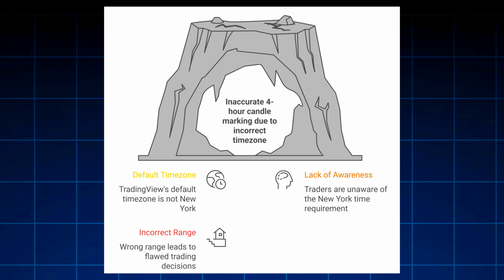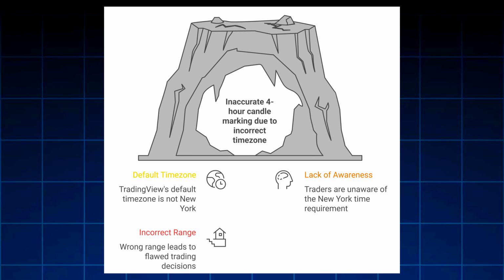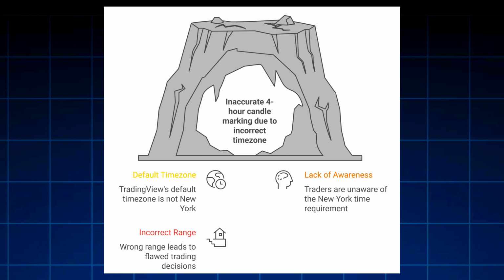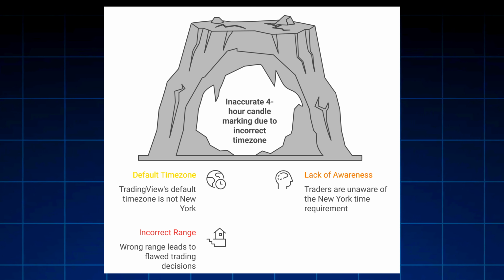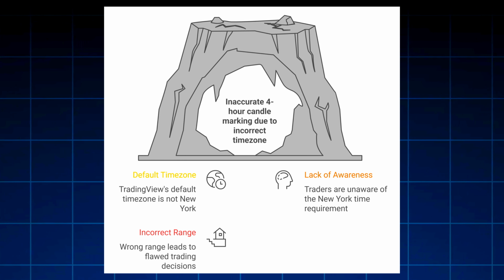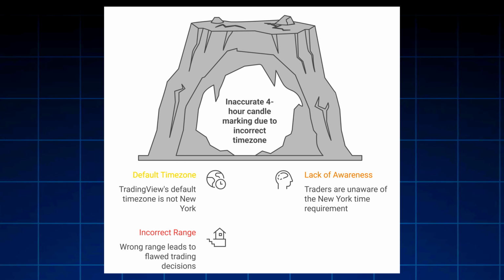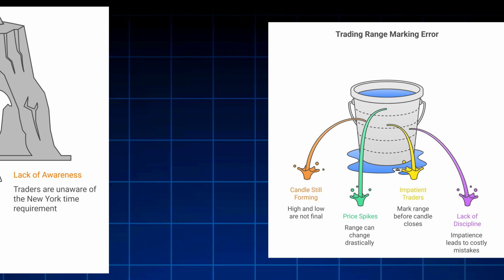So if you're sitting in London, Lagos, Dubai, Manila, wherever you are, go to the bottom right corner of TradingView, click the time zone setting and switch it to New York. Do that before you even do anything else. If your range is wrong, it's like building a house on a crooked foundation. Everything that follows will also be wrong.